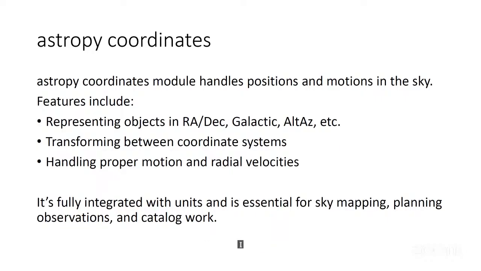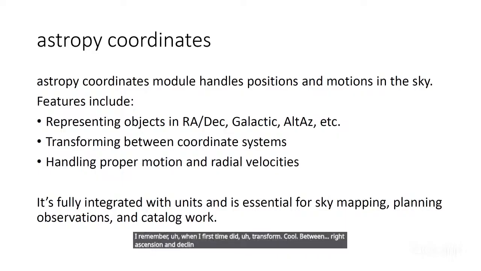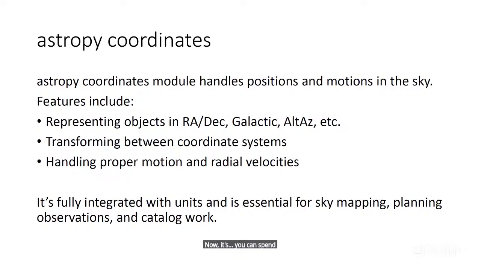I remember when I first transformed code between right ascension and declination into galactic coordinates with PyCoords, I guess, and this was terrible. Now you can spend some seconds to just transform between every coordinate system I know. And of course, it's fully integrated with units and essential for sky mapping, planning your observations, and working with catalogs.